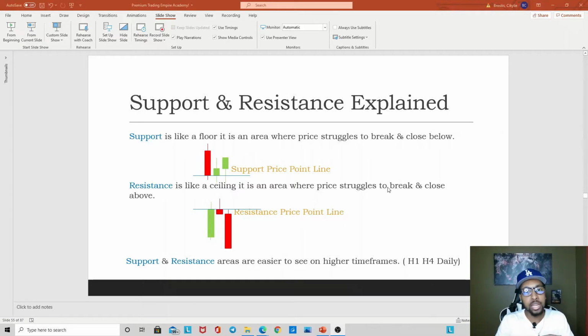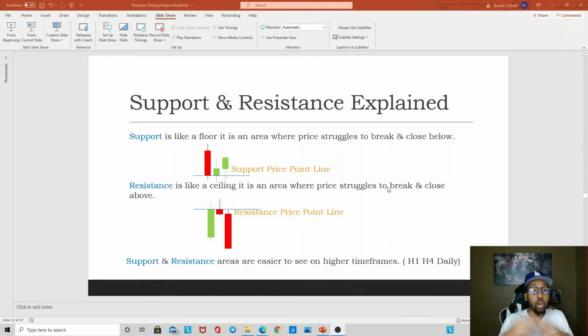Resistance is the same thing as support, but resistance is like a ceiling. It's where price struggles to break and close above. So imagine a ceiling in a house, and you can't go past that ceiling. That's what resistance is, where price struggles to break above, because it's the ceiling. And just like support, it's the floor. You walk on the floor and you can't go down through the floor unless you're a ghost or something. But that's how support and resistance works.